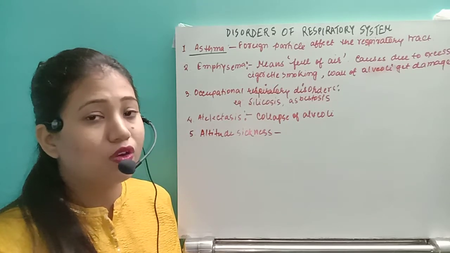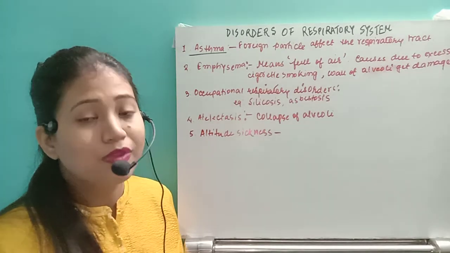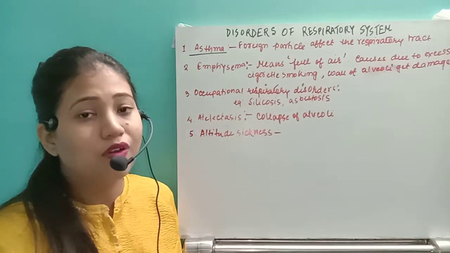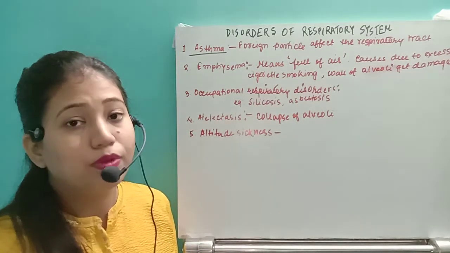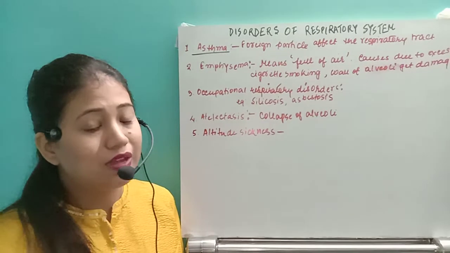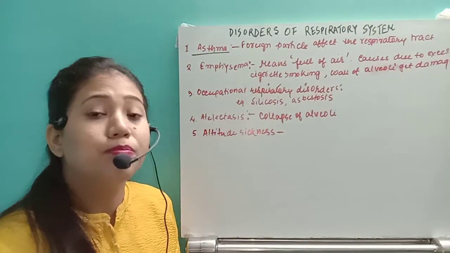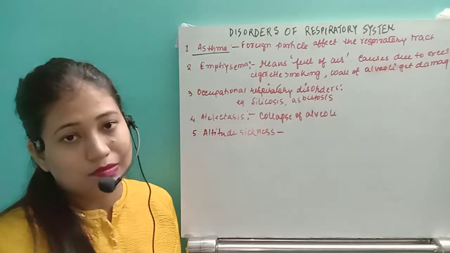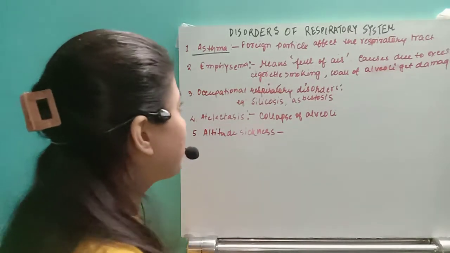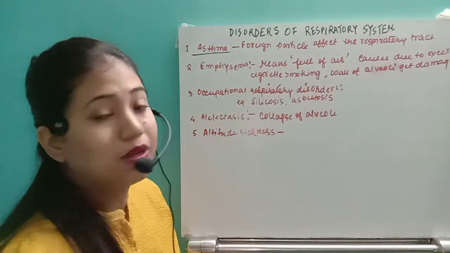And if swelling occurs, what will happen? The passage for the entry of the air will start to reduce. And due to the reduction of the passage of the air, the individual will not be able to breathe properly, and in extreme cases that individual may have the respiratory passage completely blocked. So this is called asthma. This actually happens because foreign particles affect the respiratory tract.